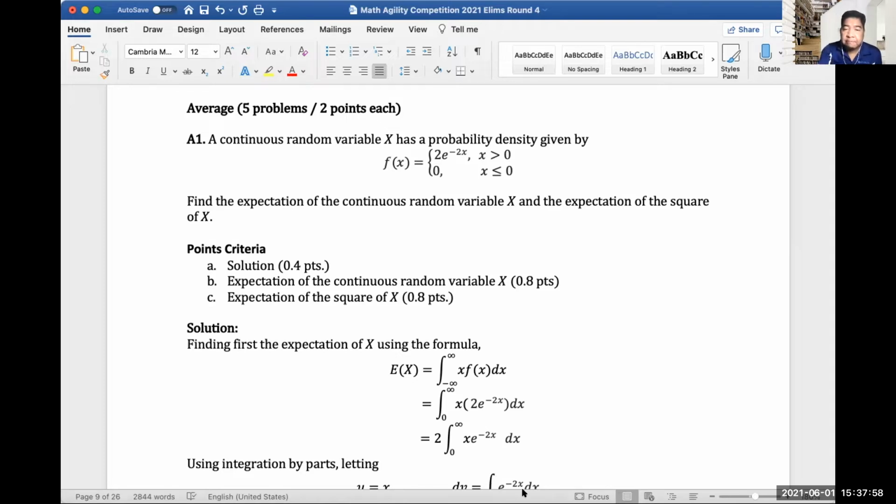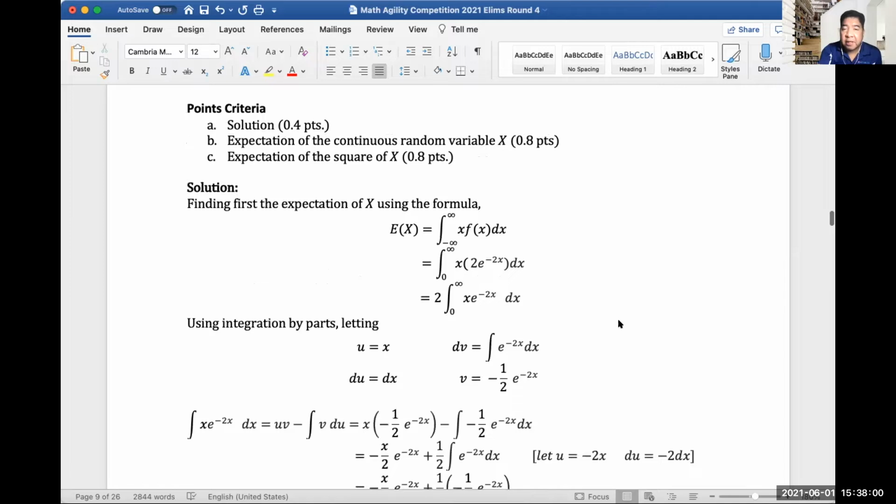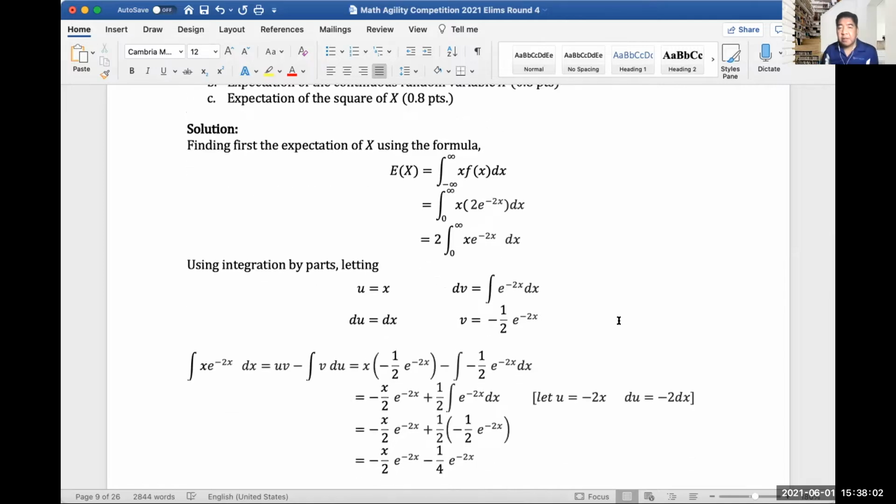So, finding first the expectation of x. We will use the formula E of x equals the integral of x times f of x dx from negative infinity to infinity. So let's substitute our f of x, which is our density: 2e to the negative 2x times x, and that would be only from 0 to infinity.